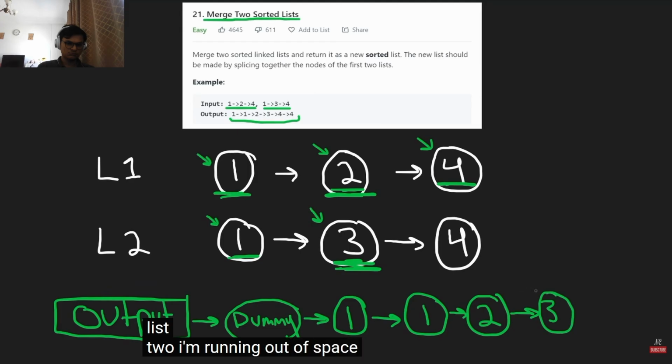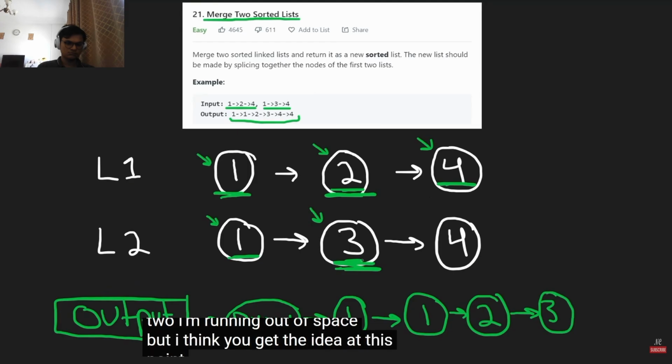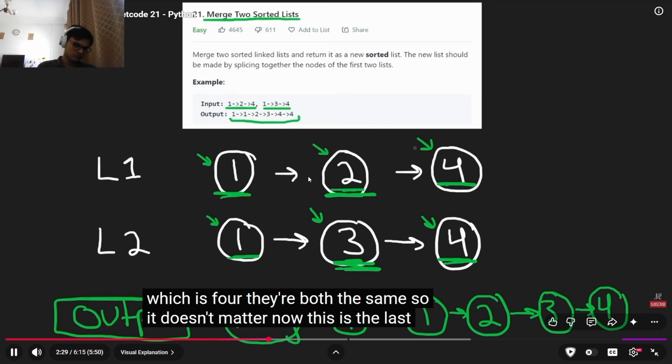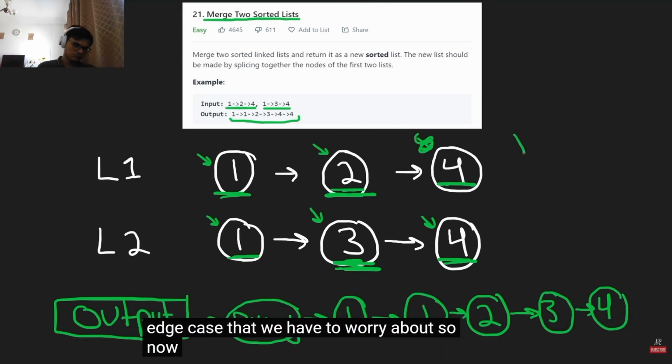I'm running out of space, but I think you get the idea at this point. This is the last edge case that we have to worry about. Now for list 1, there aren't any more values left.